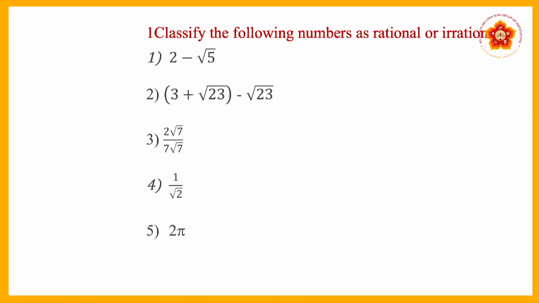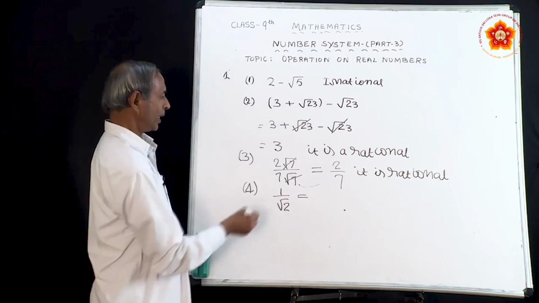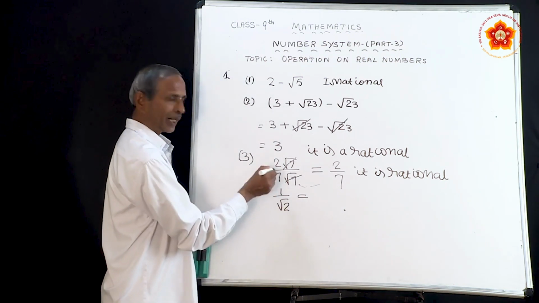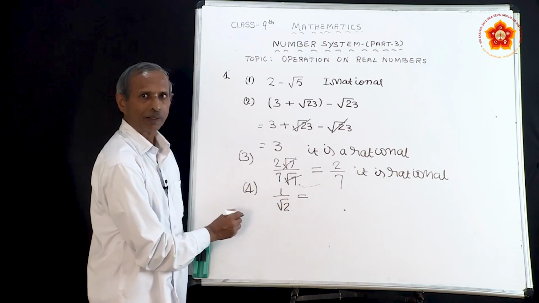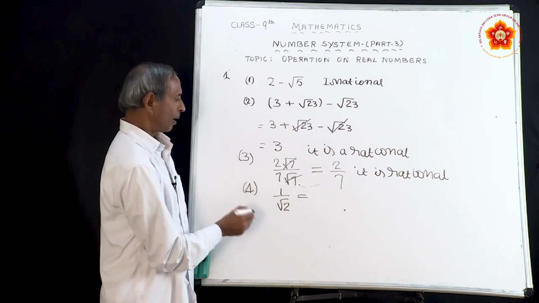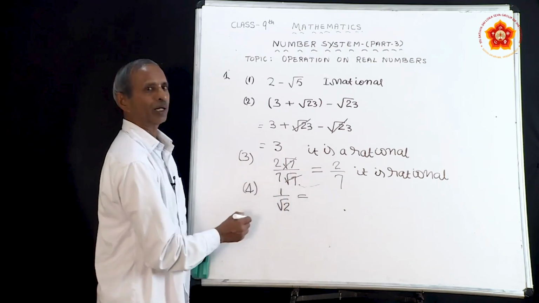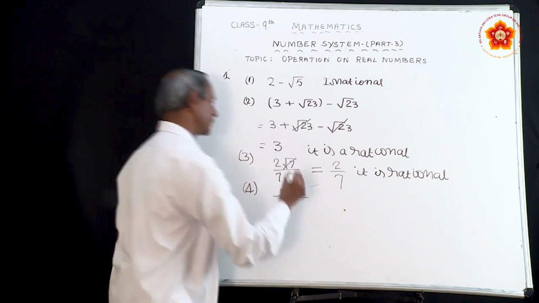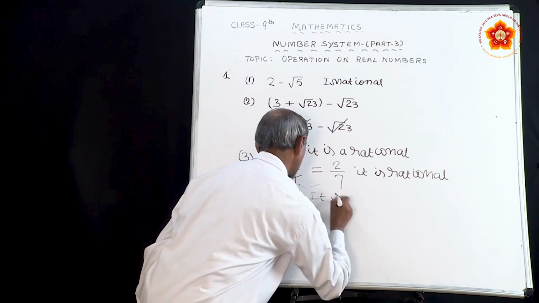Let us go to the fourth problem. 1 upon square root of 2. Now here division is there. In the numerator 1, it is a rational, but in the denominator square root of 2 is there, it is an irrational. If you divide any rational number by an irrational number, the quotient will always be an irrational number. Therefore it is an irrational number.